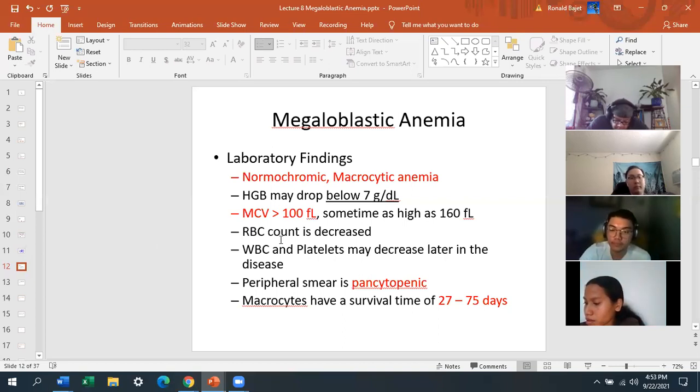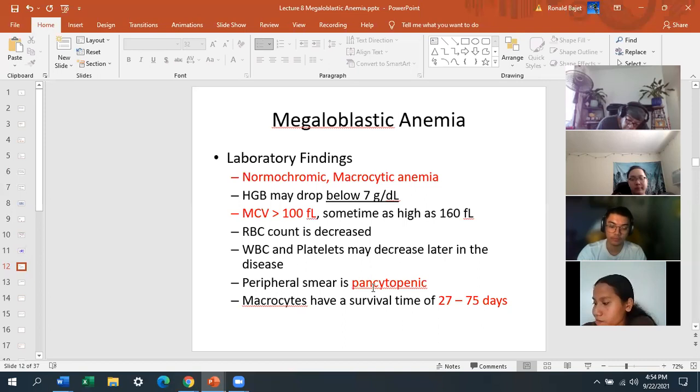Okay, so anemia. Anemia, the RBC count is low, so is the H and H. WBCs and platelets may decrease. Peripheral blood may be pancytopenic. But what I want you guys to know, if you see pancytopenia, what type of anemia should you be thinking about? Aplastic anemia. Correct. Aplastic anemia. Okay, so I have pancytopenic there.